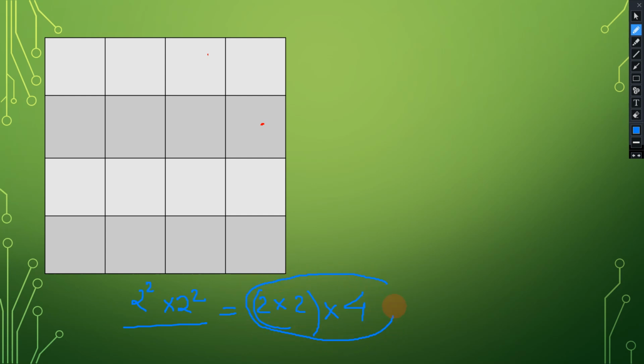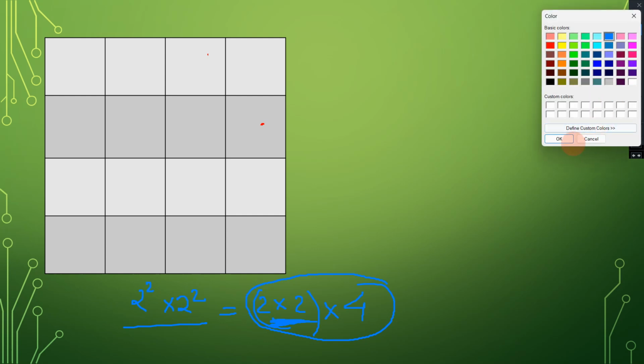Pause and think, how did I write this? That means I can break this bigger question of 4 cross 4 board into 4 problems of size 2 cross 2. Why could I do this? Because 2 square can be written as 2 into 2, and 2 square can be written as 2 into 2. So 2 into 2 became 4. So 4 problems of size 2 cross 2.